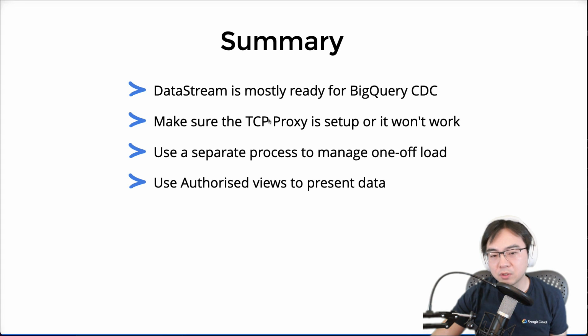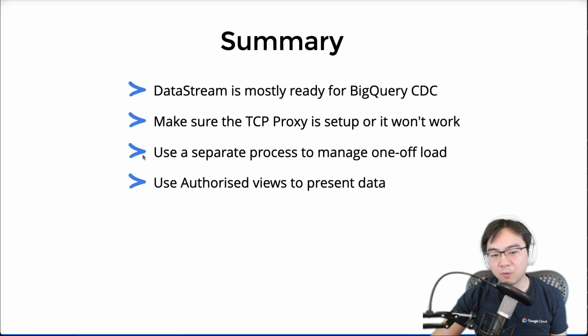And make sure the TCP proxy is set up properly, because otherwise it won't work. Also, as I mentioned, it's probably worth not having outbound internet access, because you don't really need it for the replication process. But then package your proxy as a Docker container, and deploy that instead.